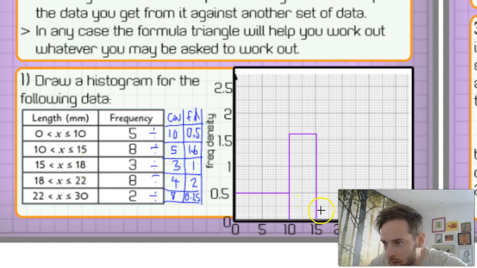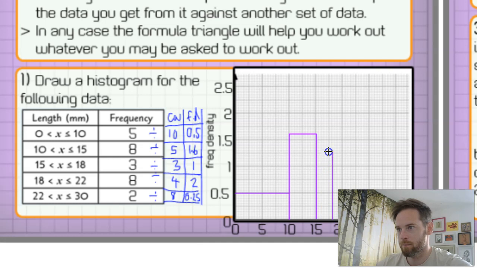So 15, 16, 17, 18 is there. And we go up to 1. That's an awkward bar to draw, to be honest. But there we go, go across. Oh, it's frustrating, but we're getting there.